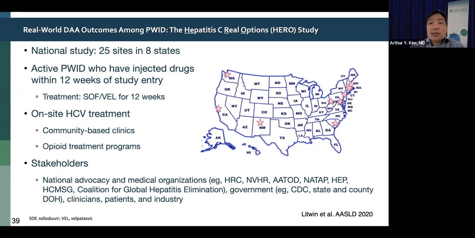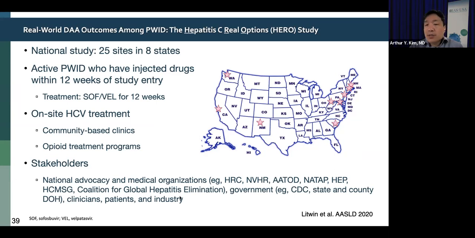Active people who inject drugs. Now, many of the previous studies looked at 6 months or 24 weeks as a study entry criteria. This shortened it to 12 weeks, so looking at a higher risk population, ones who had just recently injected. In fact, sometimes the day of enrollment, they were injecting. And so on-site hepatitis C treatment was provided, both in community-based clinics as well as opioid treatment programs, largely methadone centers.